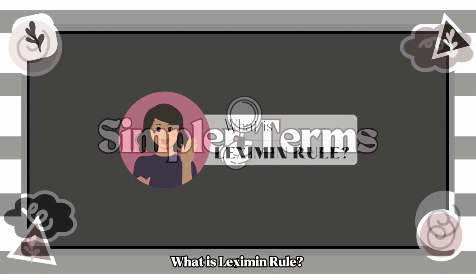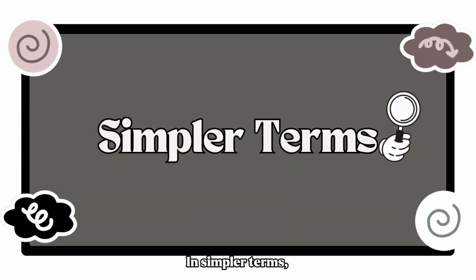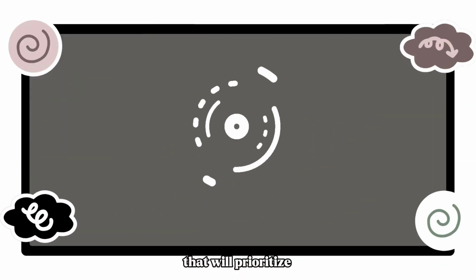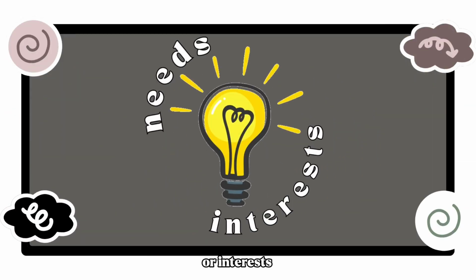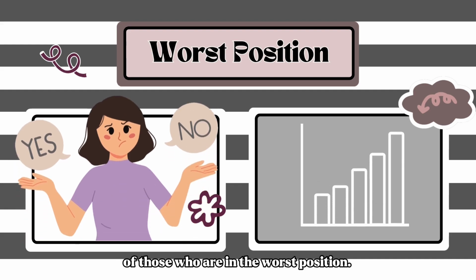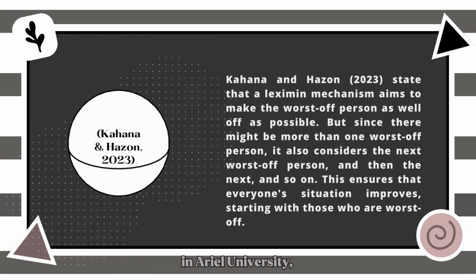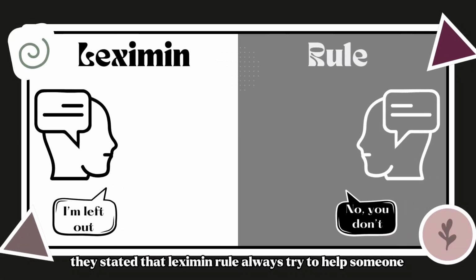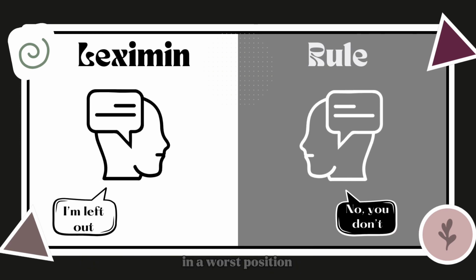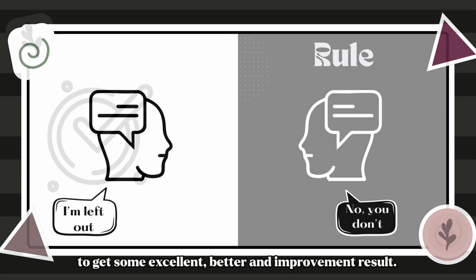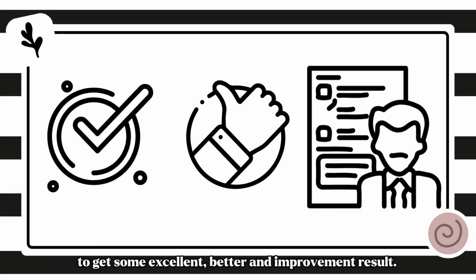What is the Leximin rule? In simpler terms, it means making choices that will prioritize the needs or interests of those who are in the worst position. Based on the research by Kahana and Hazan from the Department of Computer Science in Ariel University, the Leximin rule always tries to help someone in a worse position to get an excellent, better, improved result.